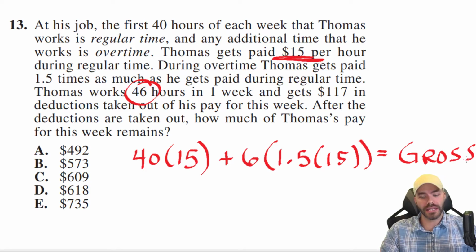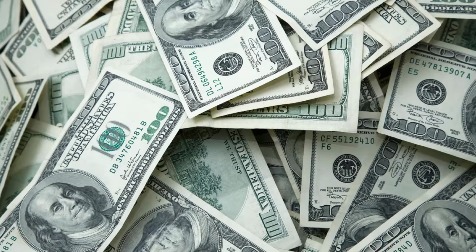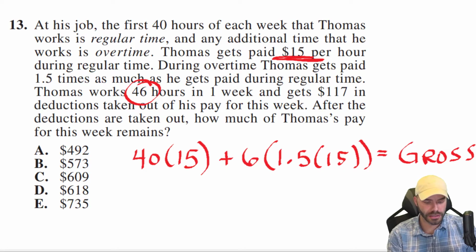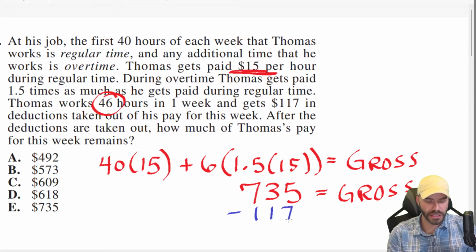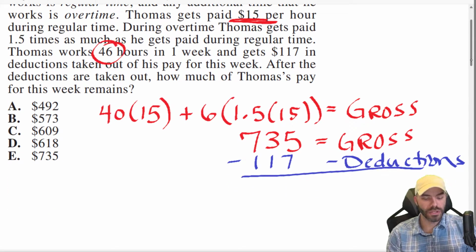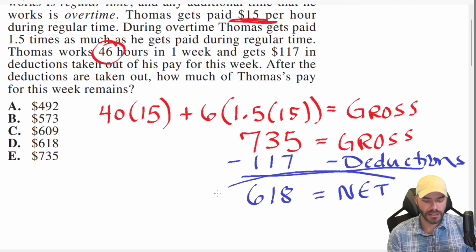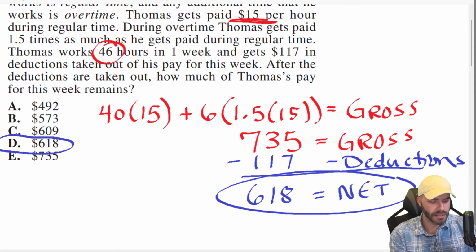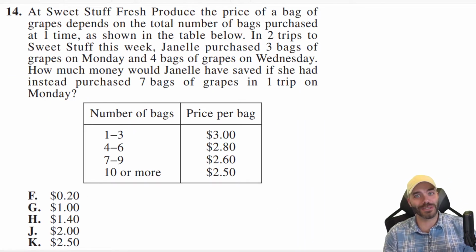If you calculate this, you will get $735. So that's how much he makes before his deductions. So subtract 117, and you get what we like to call net pay, or his take-home pay. 735 minus 117, what is that? $618 net. Letter D. Oh gosh, number 14 has a bit of reading too.